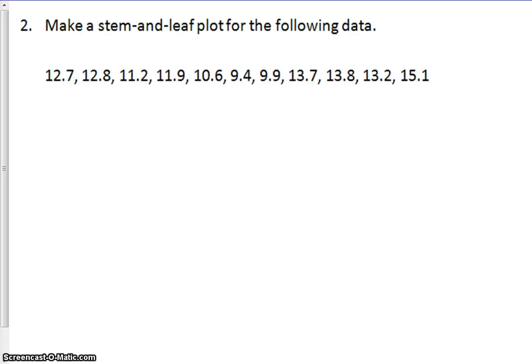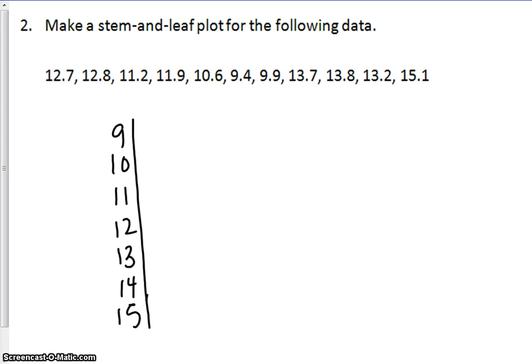Now, second question. So that was all one question. Now it says make a stem and leaf plot for the following data. And we talked about this a little bit in class, in that the leaf part is always the last digit, whether it's a decimal or not doesn't matter. So here my stems would go anywhere from 9 to 10 to 11 to 12 to 13 to 14 to 15.